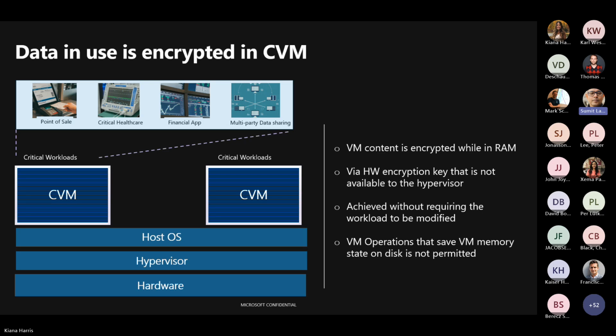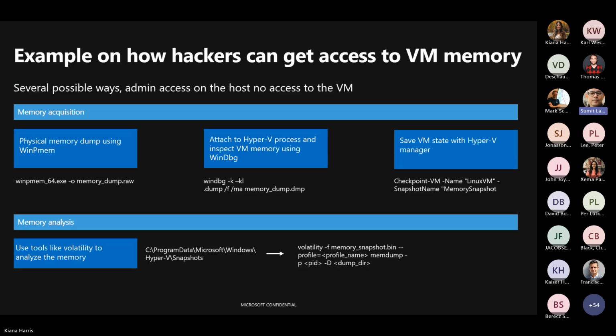Now, in order to do this, the workload doesn't need to be rewritten or modified. Just because it's deployed in a confidential VM, the workload is going to achieve this. We don't need any further changes to the application itself. And finally, because of the promise of making sure that the data in memory is not available to the host, any VM operations that force the data onto the disk are not permitted. If you could go to the next slide, please.